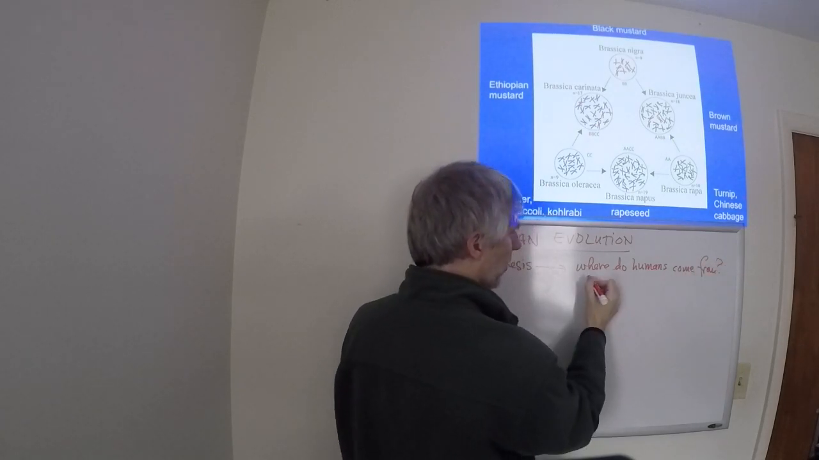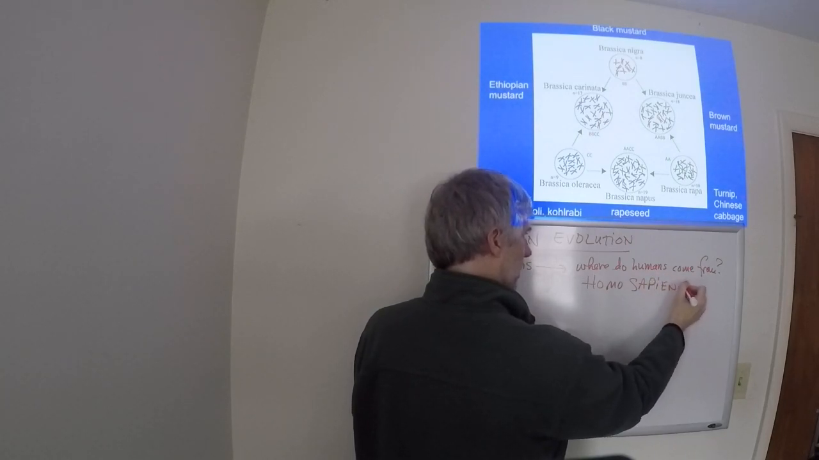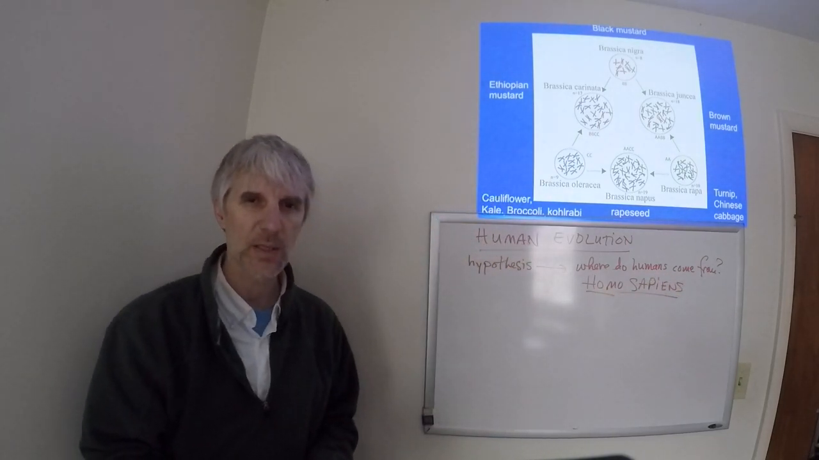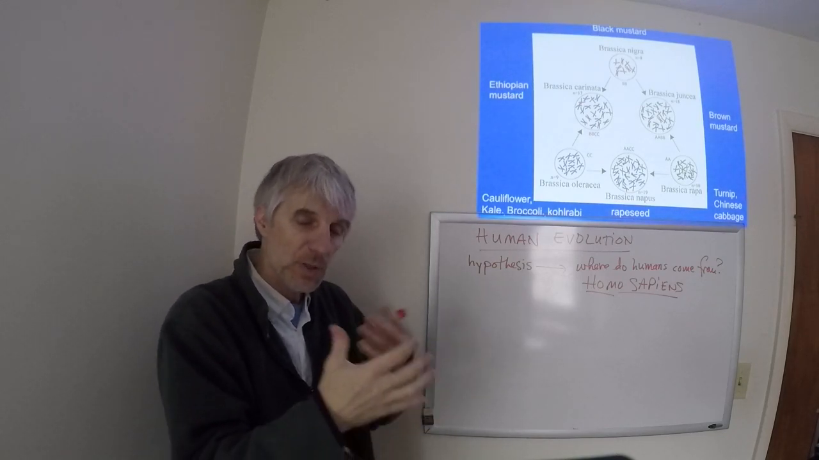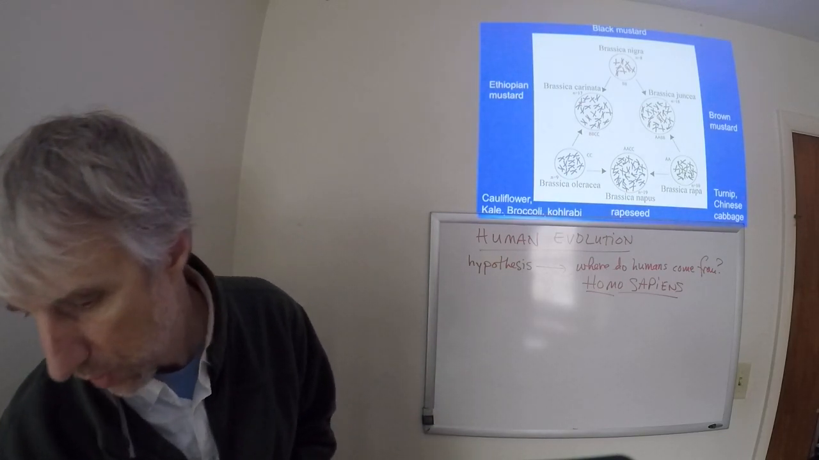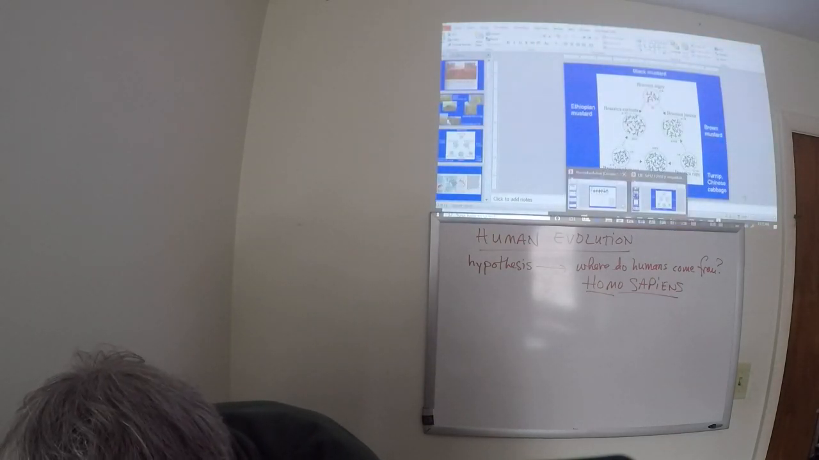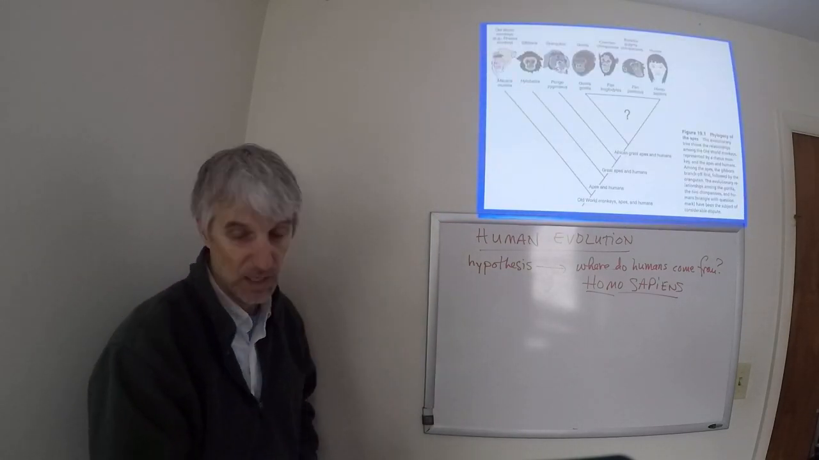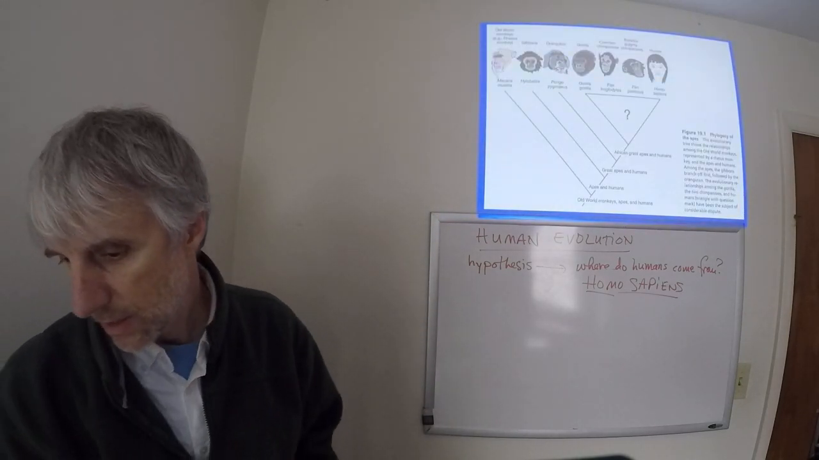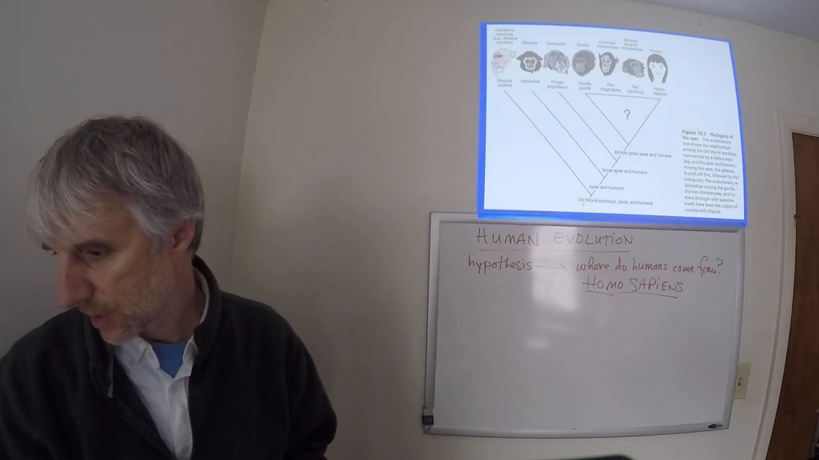where do humans come from? Or more specifically, how did this species arise on the planet? Okay? So what we'll do is take what we've talked about so far and try to come up with a decent hypothesis to explain this. Okay? All right.